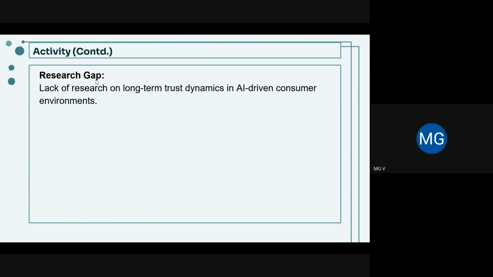So, the research gap that we have identified is lack of research on long-term trust dynamics in AI-driven consumer environments. So, we are now in a position to develop a complete mini literature review, integrate AI-assisted research outputs, and build a strong foundation for full research paper development.